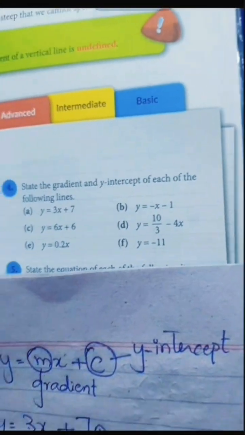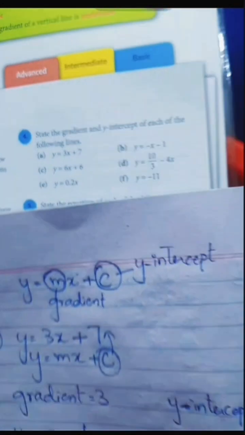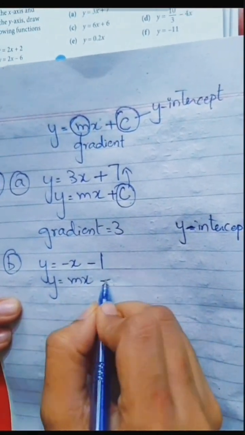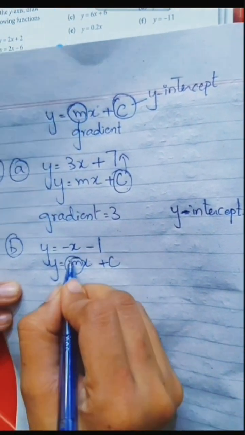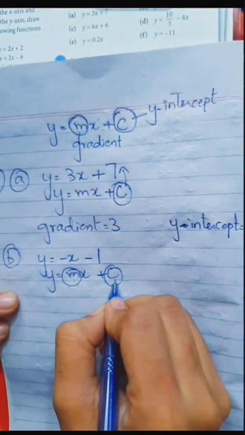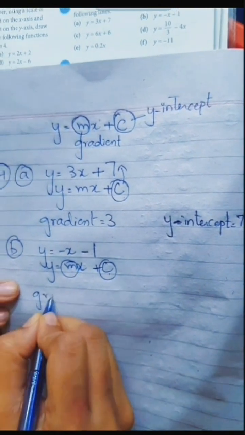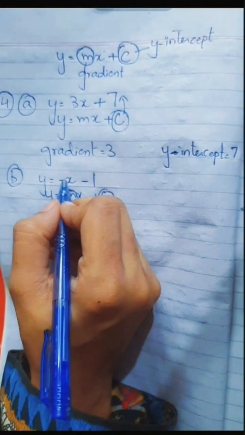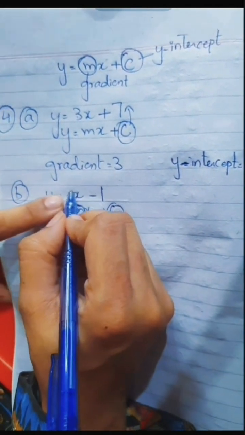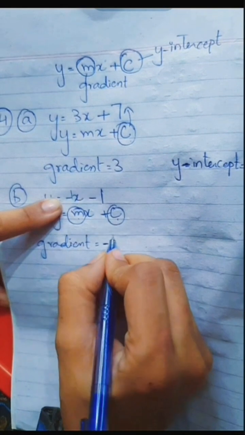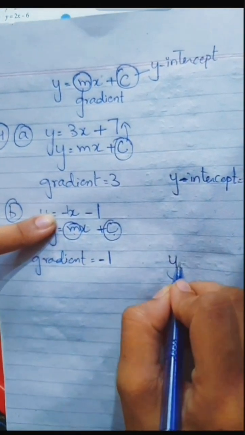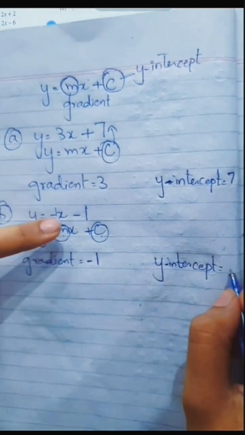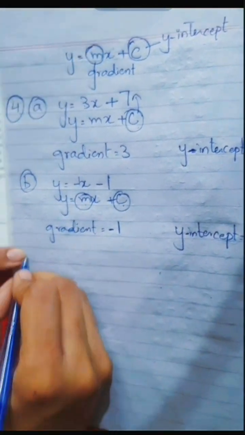Now move to part B. Y is equals to minus x minus 1. In this example, y is equals to mx plus c. I am writing formula again to explain you. M is the gradient and c is the y-intercept. So gradient is equals to, what is the gradient of x? This is, nothing is over here, it means 1. So we can write down minus 1 is the gradient and y-intercept is also minus 1. Okay.